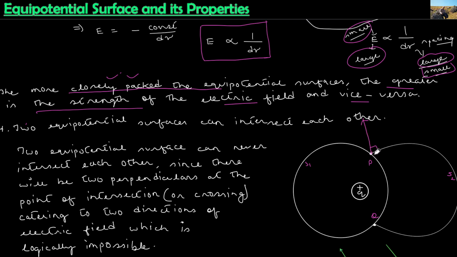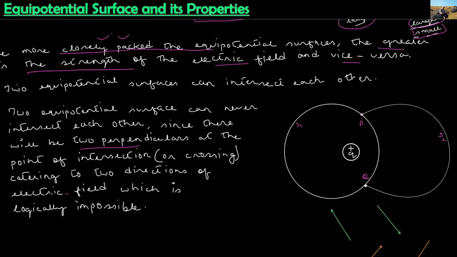But these two directions will be at point P, which means with respect to S1 and S2, there will be two perpendiculars, which is logically impossible. That is why two equipotential surfaces should not intersect with each other.